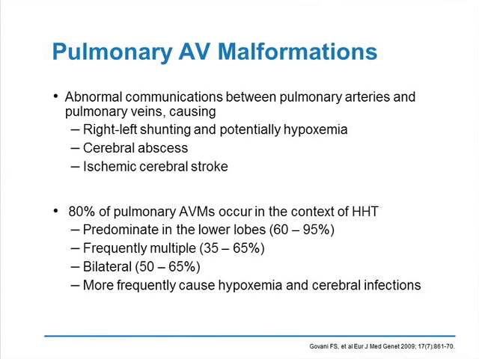Now, 80% of AVMs, when diagnosed, occur in the context of this disease called HHT. And when it is in HHT, they predominate in the lower lobes. Close to 90% of them are in the lower lobes. They're often multiple. Like I said, the key word here is multiple for this talk. And they're bilateral and can cause hypoxemia and CNS consequences. Now, a brief word is that in patients with HHT, they can have CNS AV malformations. But when you look at HHT, the most common cause of CNS trouble or insult is because of silent pulmonary AVMs rather than because of a primary AVM in the brain.